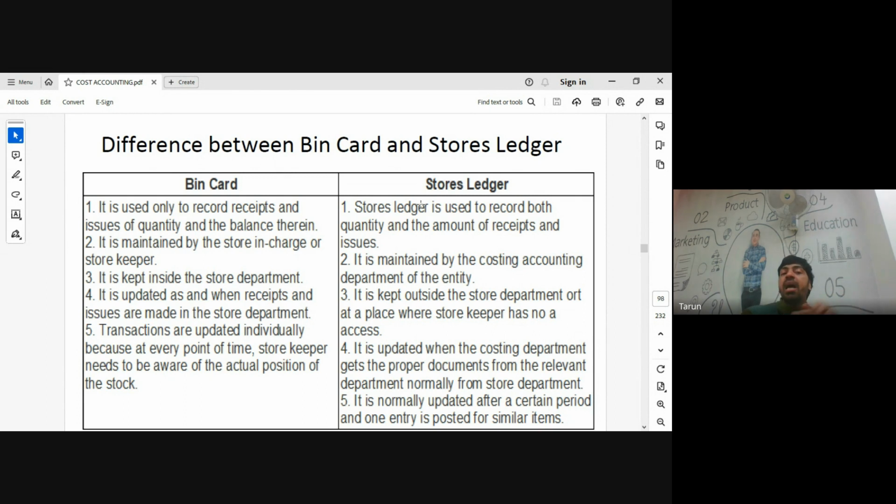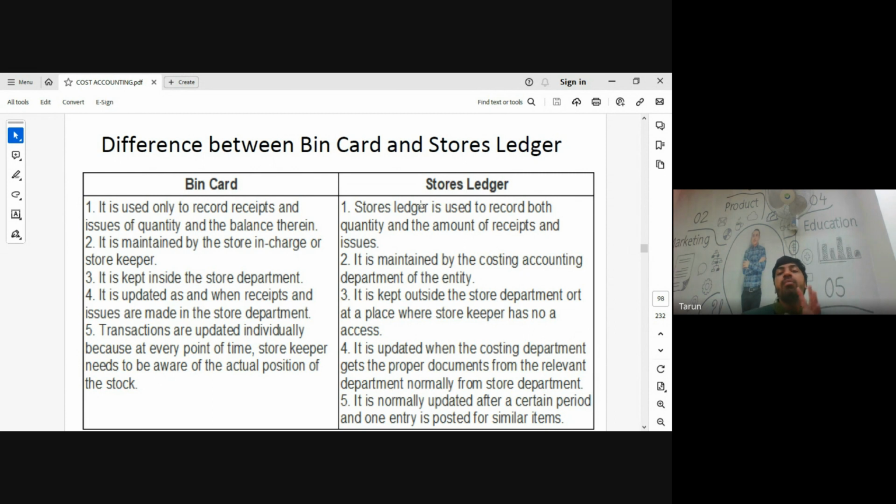But in the bin card, it is updated when the store department has maintained the receipts and issues of materials. Bin card transactions are updated individually because at every point of time, storekeepers need to be aware of the actual position of the stock. So in the bin card, a storekeeper needs to be aware of the actual position, and accordingly the transaction will be updated.